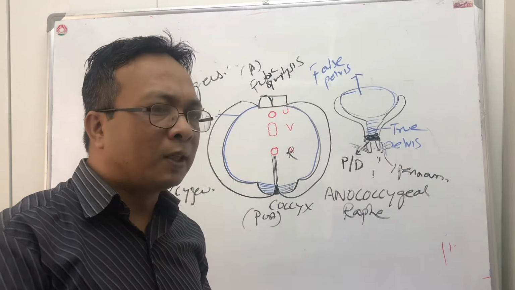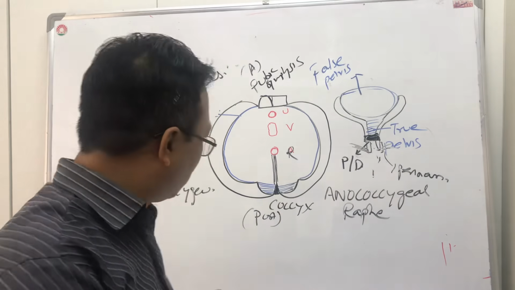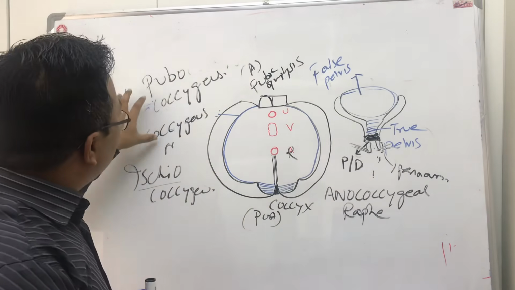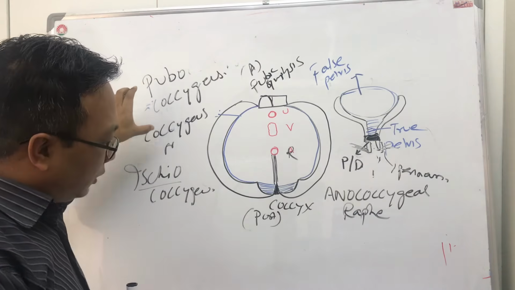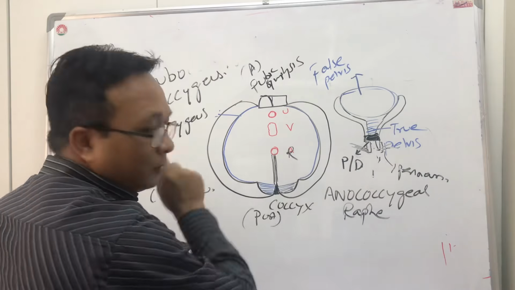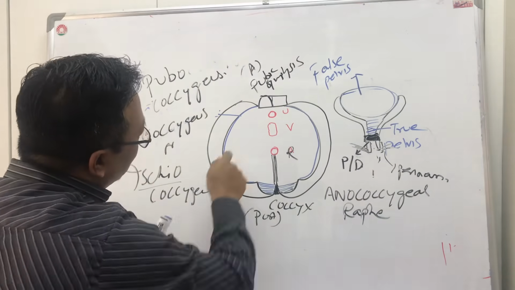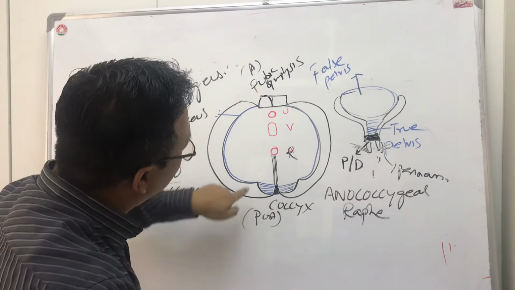So in human beings, it is rather like a kind of vestigial muscle. Okay, you don't need much more. So we come to the pubococcygeus muscle here. This pubococcygeus is a highly modified muscle because it holds all these organs. So let's start from the pubococcygeus muscle, meaning pubis to coccyx.